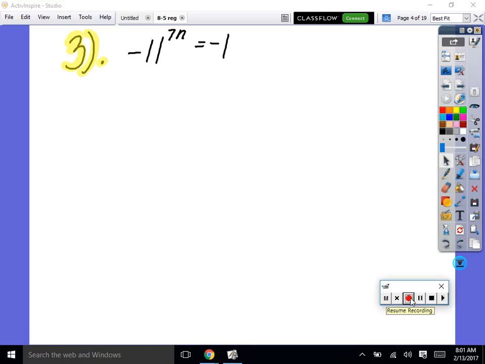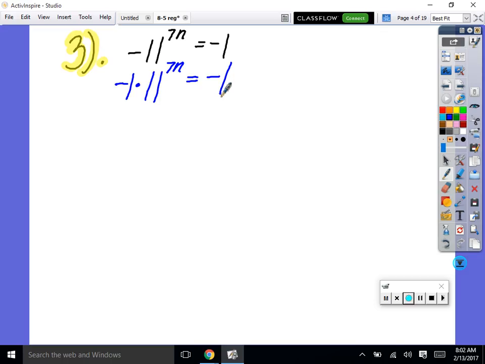Okay, so our first step is to isolate the exponential. That means get it all by itself. Now, we're starting out with kind of a tricky one that tricks people, because this is really this: the negative is not connected to the 11. This is really -1 times 11 raised to the 7n, which equals -1.